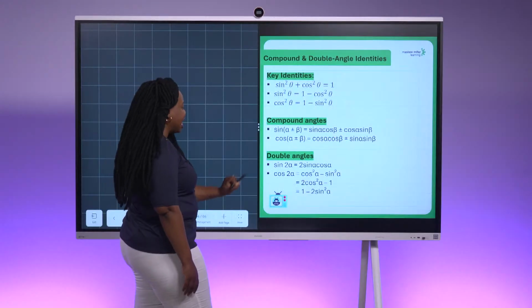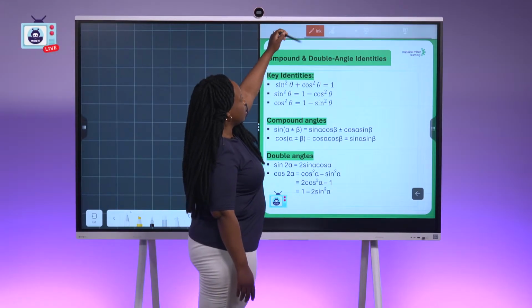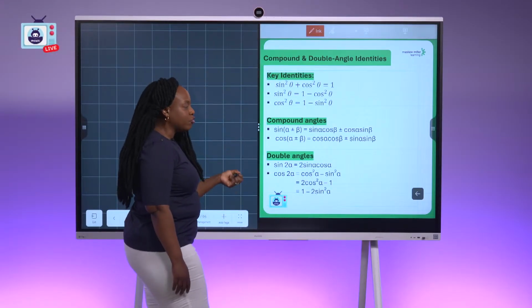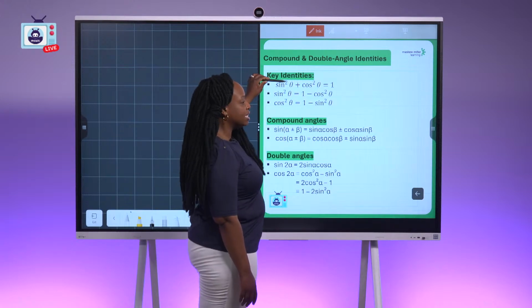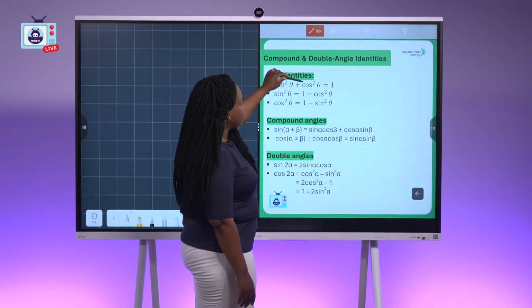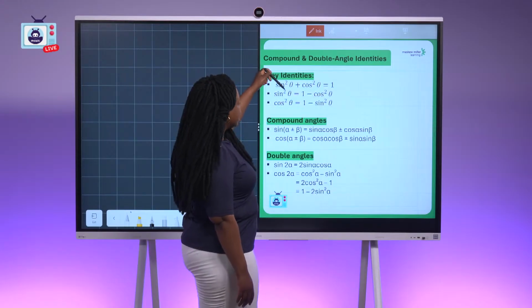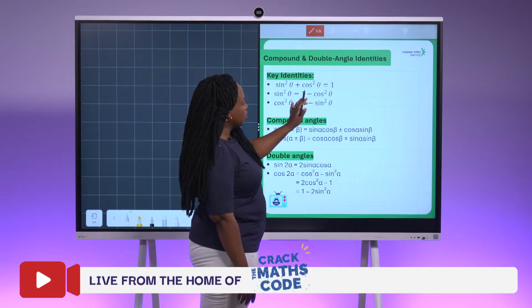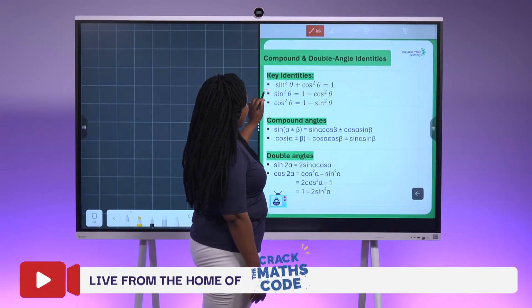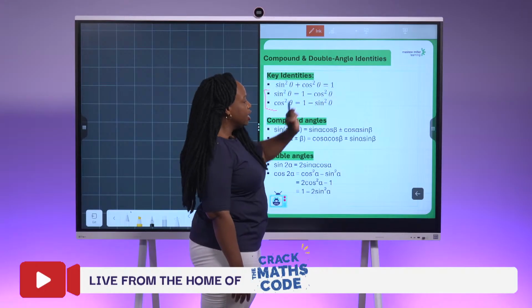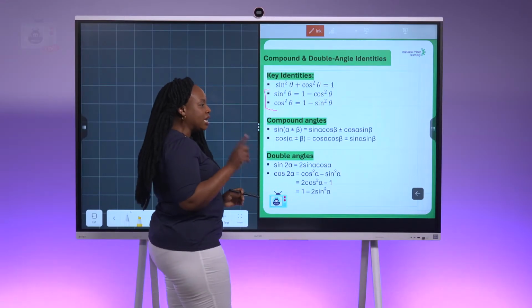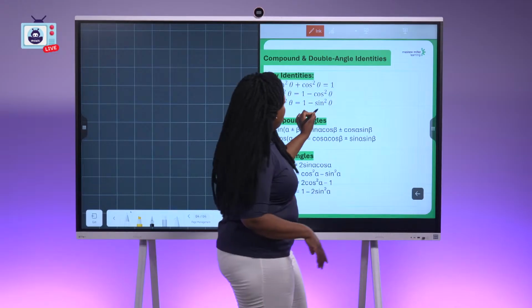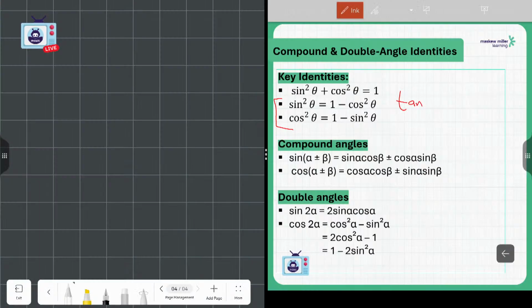If you check on the key identities there, you can see that this is what you learned in grade 10, and you still have to know and use them. The first one is sine squared theta plus cos squared theta equals 1. And we have sine squared theta equals 1 minus cos squared theta, while cos squared theta equals 1 minus sine squared theta. These two are actually derived from the first one, just so that sine and cos can be the subject of the formula. There's one more, which is tan of an angle theta equals sine theta divided by cos theta.